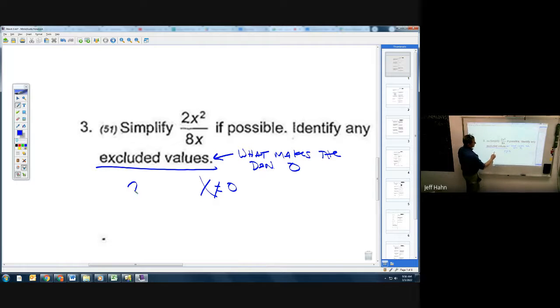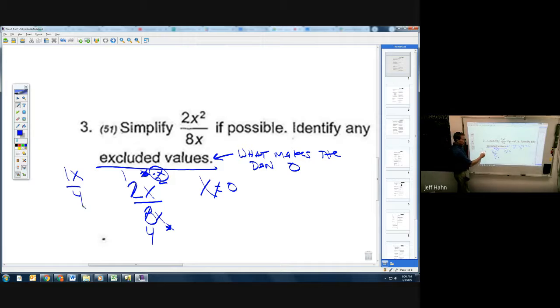Simplifying just means you cross cancel what you can. 2 8s reduces down to 1/4. 2 goes into 2 once, into 8 4 times. And if you have x squared on top times an x on the bottom, one of those x's crosses off with one of those x's, so you're left with an x on top. So whether you write it as 1x over 4 or just x over 4, it's the same thing.